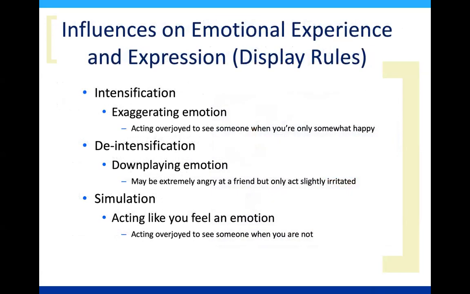There are 5 display rules specifically. The first one is intensification. This one is where we would exaggerate an emotion. So we may act overjoyed to see someone when we're only somewhat happy. We feel like that person is expecting us to feel extremely excited and overjoyed that they're there. So that's how we react, because we have that little display rule that's ingrained in us.